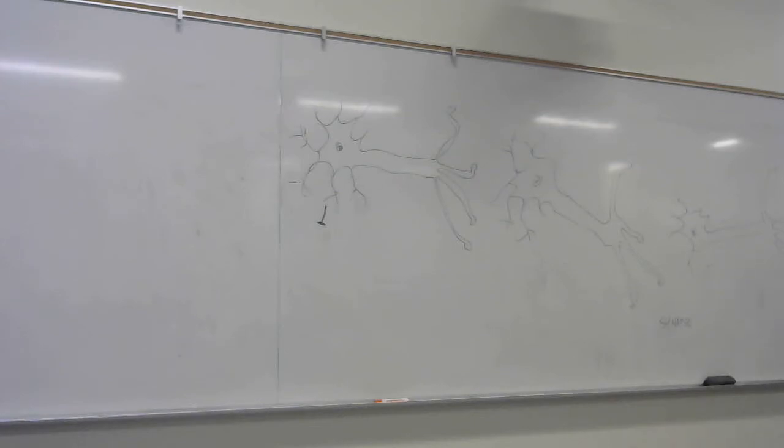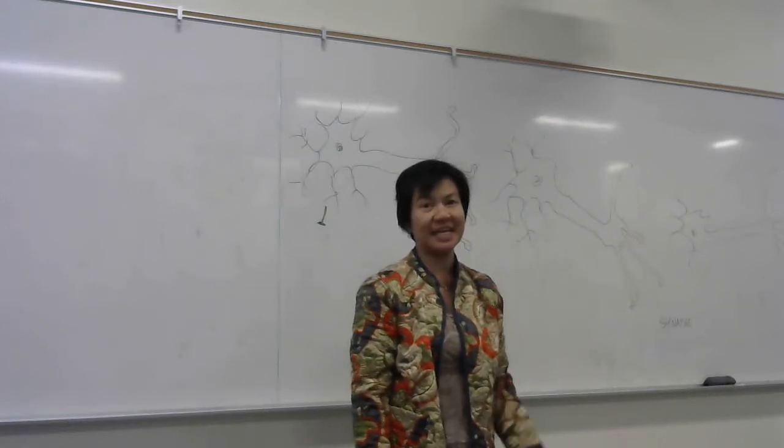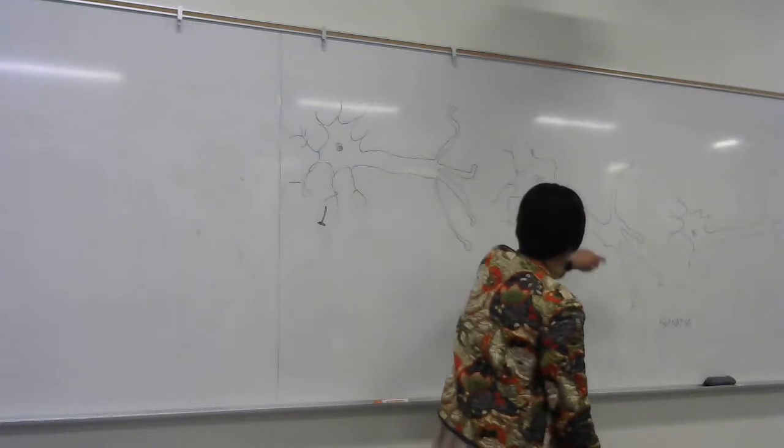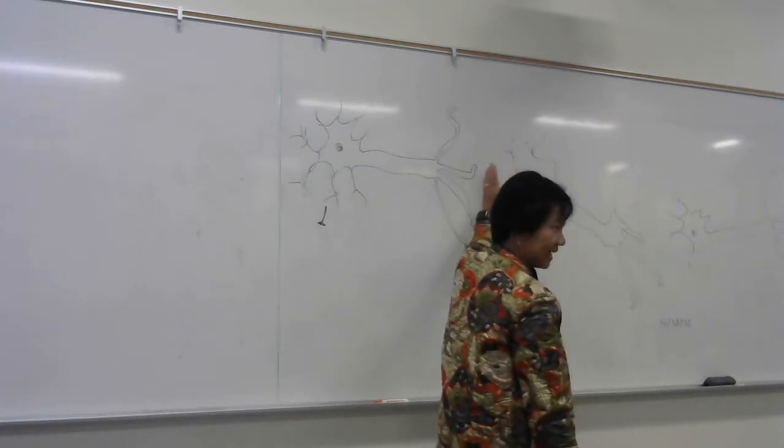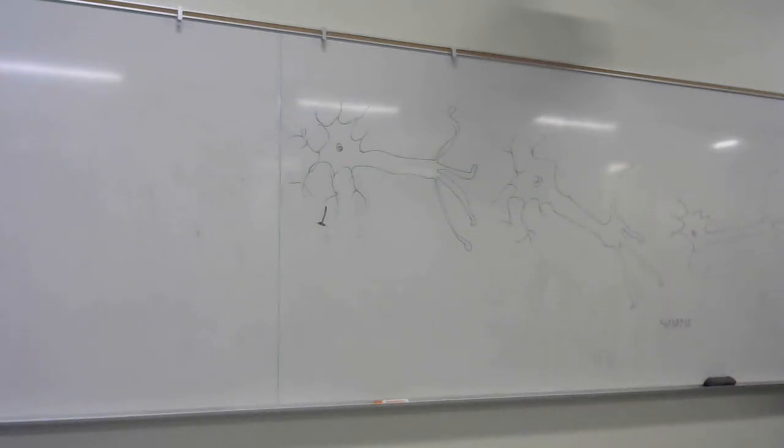So for this picture we have on the board, how many synapses do you see? There's only three. Don't forget that in the test, that's a common mistake of students. They count 1, 2, 3, 4, 5, 6, 7, 8. No. This is one synapse. This is another synapse. This is another synapse. Don't make that mistake. A synapse is just one junction. There's just one junction here, okay?